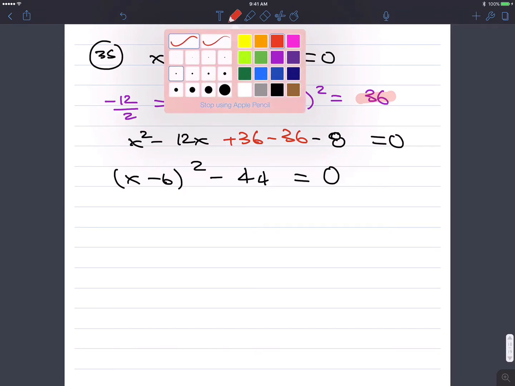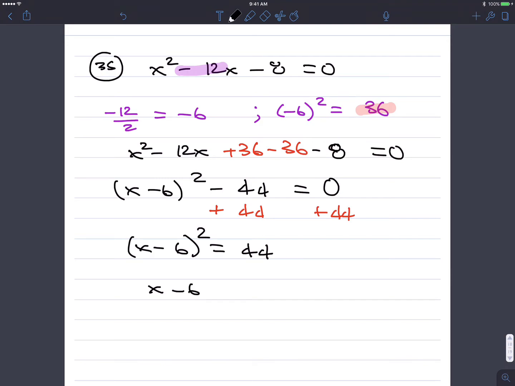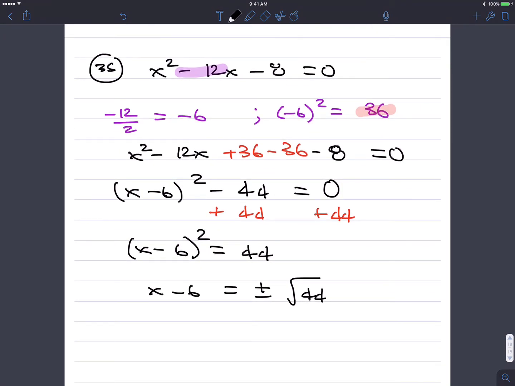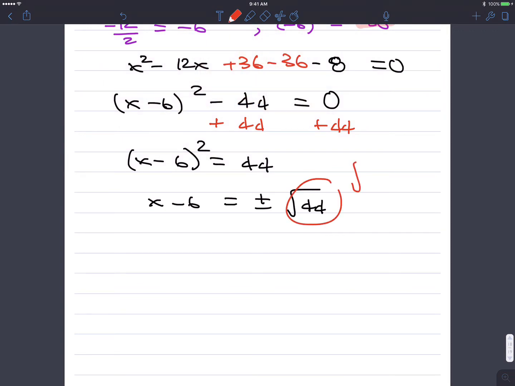Okay. Add your 44 to both sides, and you end up with x minus 6 is positive 44. Square root formula: x minus 6 is plus or minus square root of 44. Now we're going to have to simplify this radical here. Remember, this is 4 times 11, the square root of 4 times the square root of 11, or 2 times the square root of 11. X minus 6 becomes plus or minus 2 times the square root of 11.